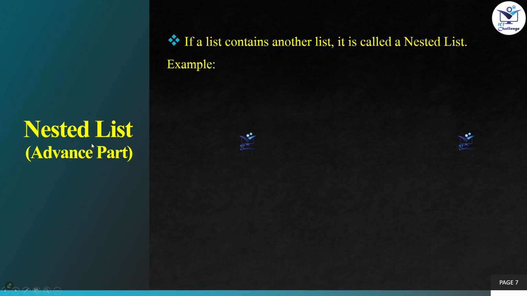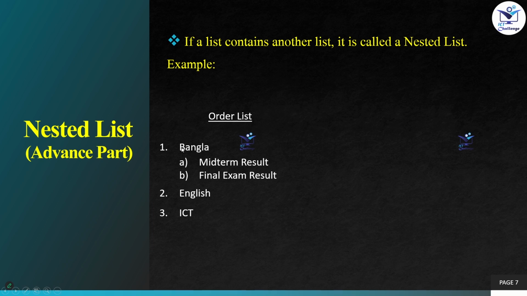After that, this is the advanced part of list. This is called the nested list. Like if a list contains another list, this is called the nested list. Here we have some examples, like an ordered list, where you have three list items, Bangla, English, and ICT inside of this ordered list. And if you have another list inside of this Bangla, this is called the nested list. Or you can say the sub list, in ICT we call it the nested list.